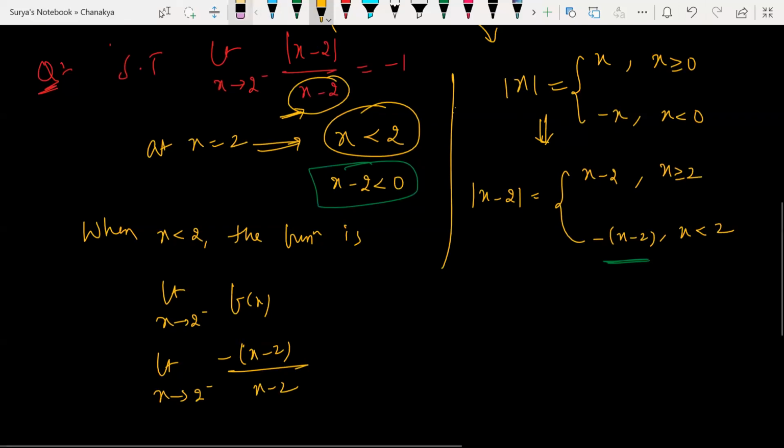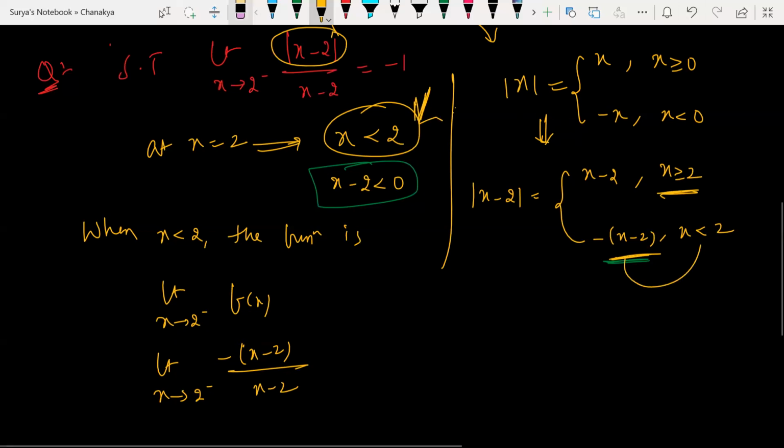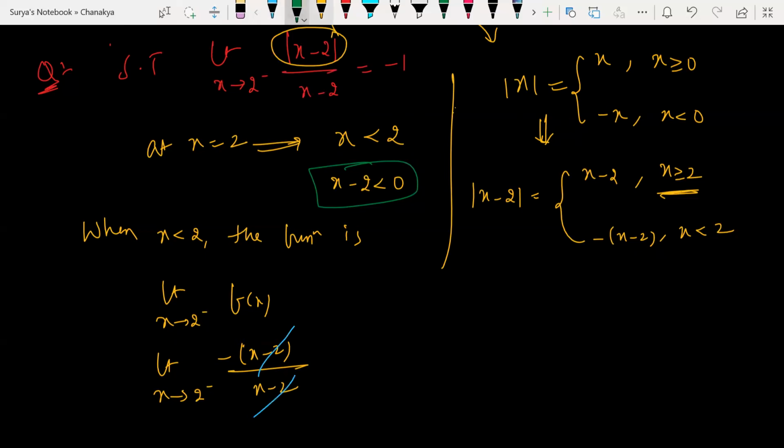And the numerator I'm writing as the modulus function gives me, this one. Why am I not writing the other one? Because x greater than or equal to 2 is not the case here. We have the case x less than 2, so that is the reason I'm taking this function. Now this will get cancelled. What is the answer? Minus 1.